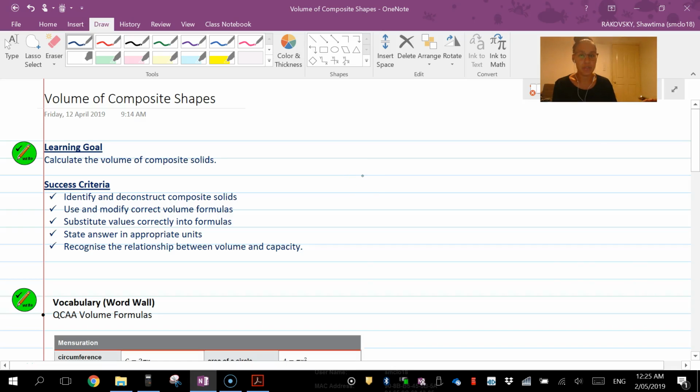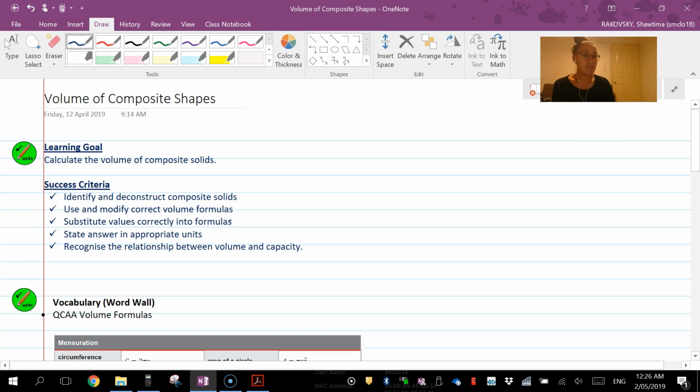Hi everyone, in this video we're looking at volume of composite shapes. By the end of the lesson you'll be able to calculate the volume of a composite shape, and you would do that by identifying and deconstructing the shape into its basic components, modifying your volume formulas, substituting appropriately and correctly, and then stating your answer in the appropriate units.